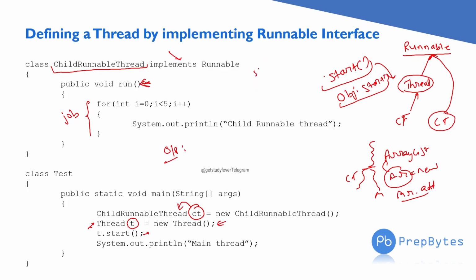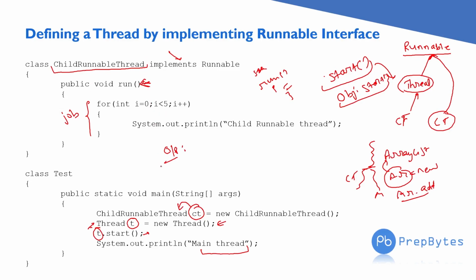So start will invoke the run method, and inside the Thread class the run method is an empty implementation, so nothing will be printed, and only the main thread will be printed. Have you understood this? In this whole scenario, I haven't told the reference variable t, or the Thread class, that I want to run this child runnable thread object.